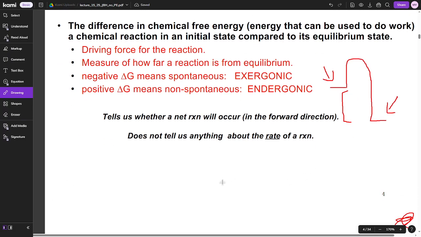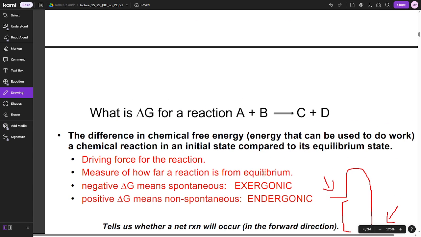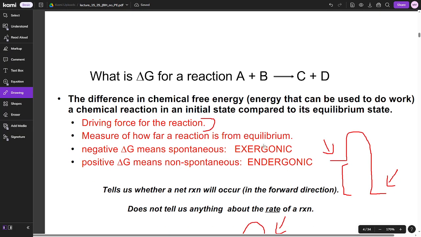If instead my reaction coordinate diagram looks like this, that means that instead of this doing work on the system, the system has to do work on this. Because the difference between these two is from here to here, it's not a negative value, it's a positive value. Basically, this is a driving force for the reaction. So how is the reaction going to happen, or is it not? It measures how far away from equilibrium we are, and we'll cover that later.